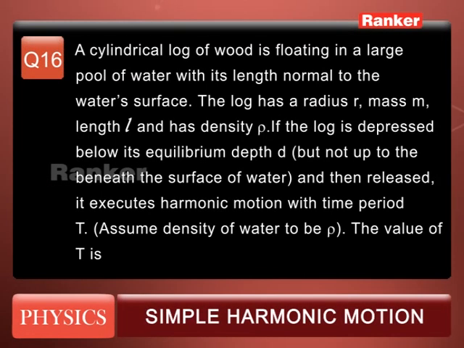Question number 16. A cylindrical log of wood is floating in a large pool of water with its length normal to the water surface. The log has a radius r, mass m, length l and density rho. If the log is depressed below its equilibrium depth d, but not beneath the surface of water, and then released, it executes harmonic motion with a time period T.